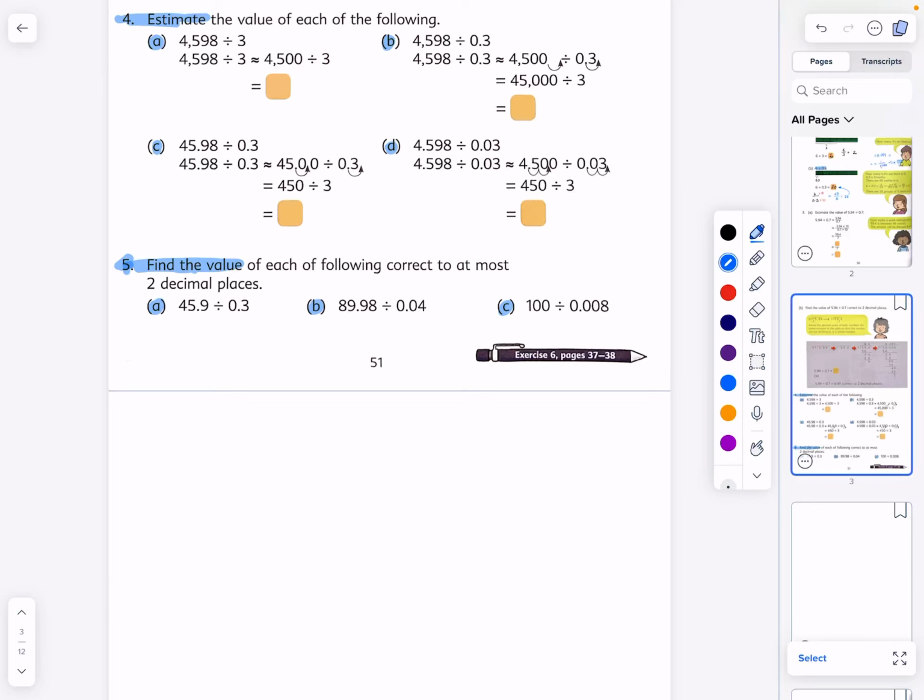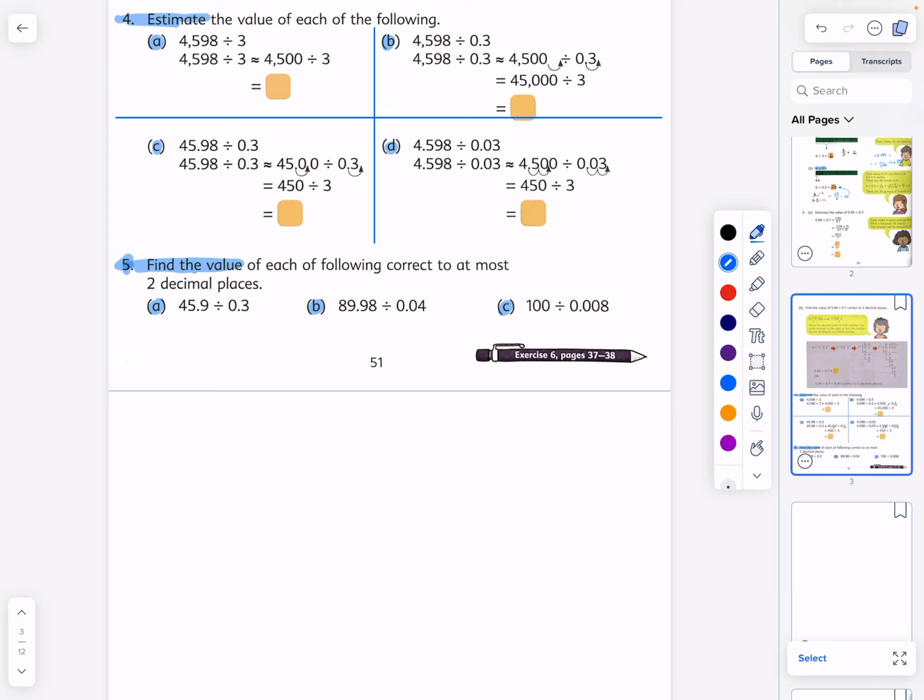Hello. We are continuing to divide decimals by decimals, noticing the patterns, but more importantly, understanding how to do that. And of course, noticing the patterns. First, let me introduce, as always, we can use estimation techniques to see if our answers are reasonable. I'm on page 51, and we have this quick example here at number 4, estimate the value of each.